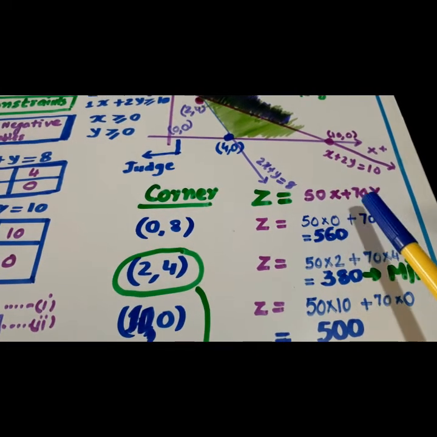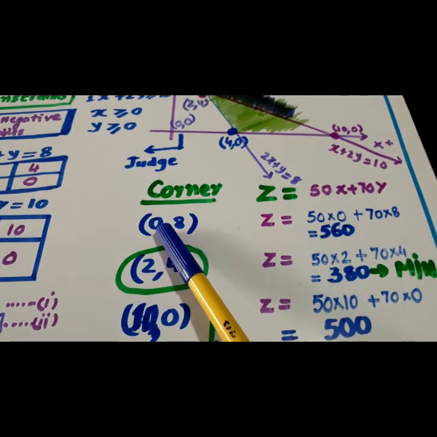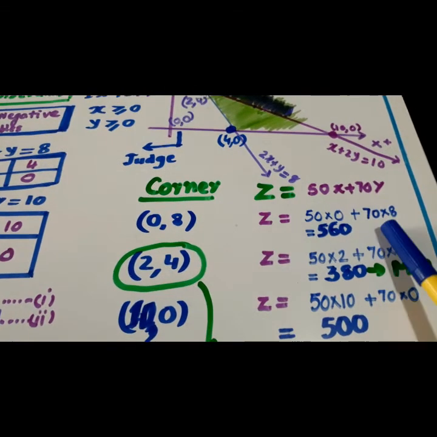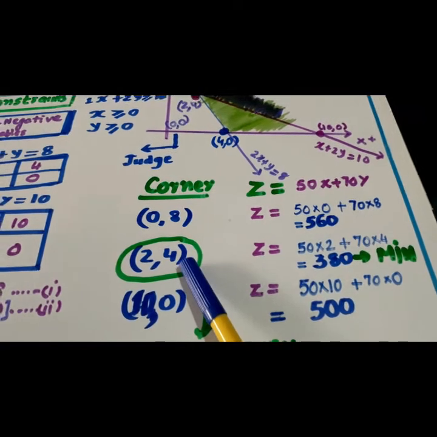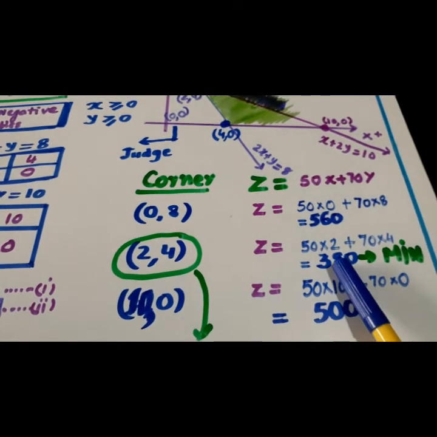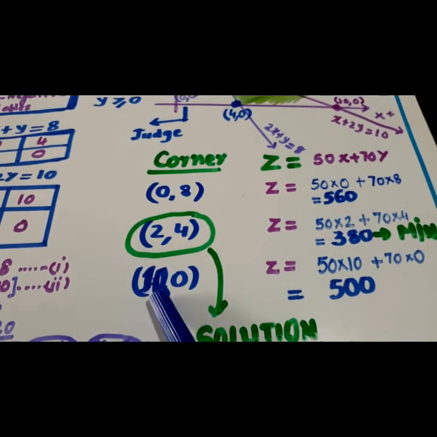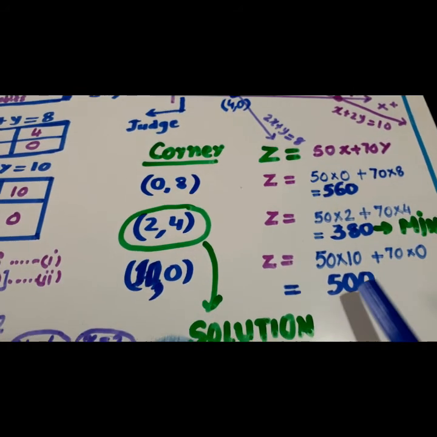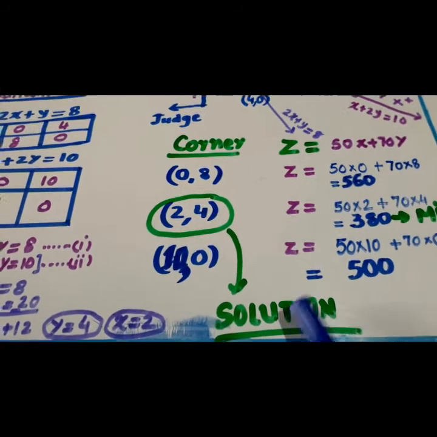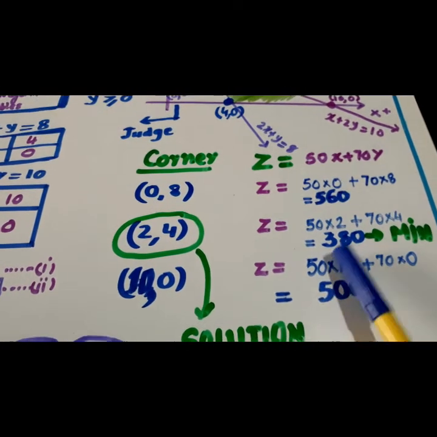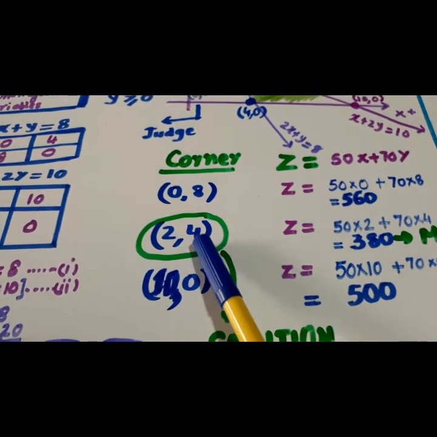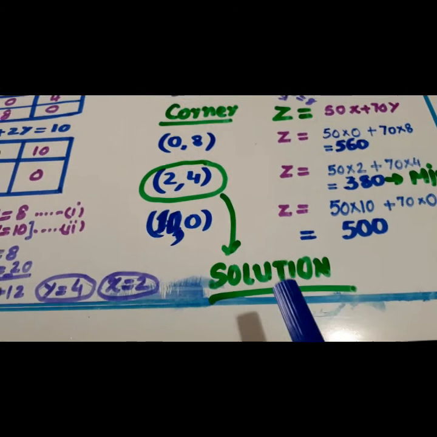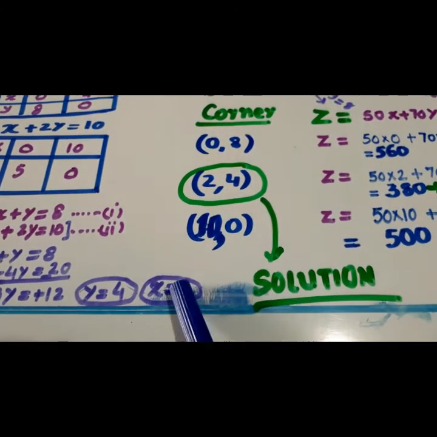It is 50x plus 70y. Put the value of x as 0 and y as 8. You get 560. Put the value of x as 2, y as 4. You get the value 380. Put the value of x as 10, y as 0. You get 500. Hence, the minimum of the three is 380. This is the solution. So the solution lies at 2, 4. Answer will be 2, 4.